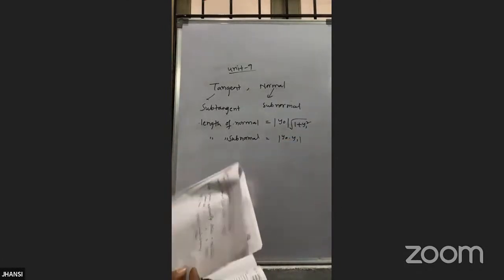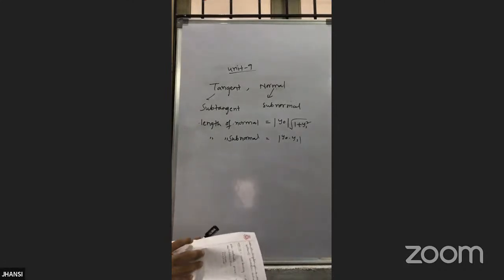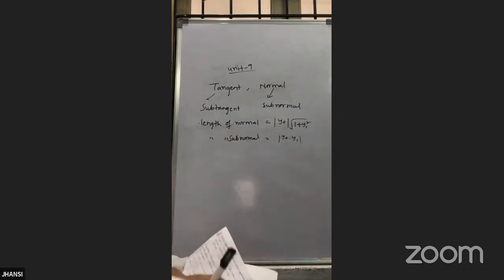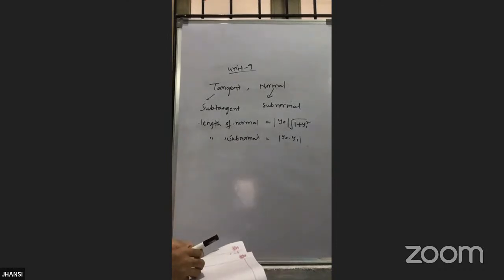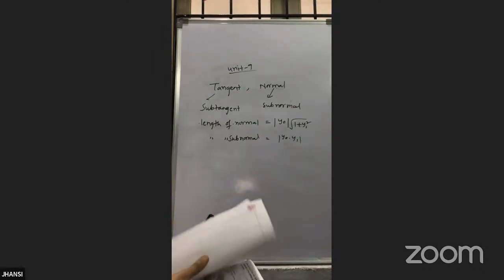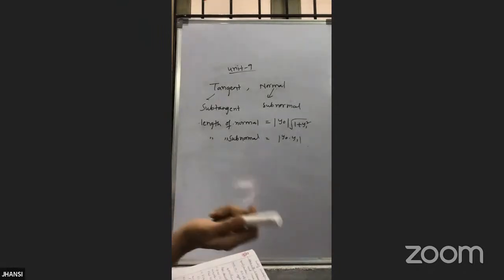So these are the 4 important things in the 9th unit. 6 marks you can easily score if you know these concepts. So next we'll go to unit 10. Unit 10 is about application of differentiation 2. Okay, in the 7th unit we have seen the application of differentiation 1.